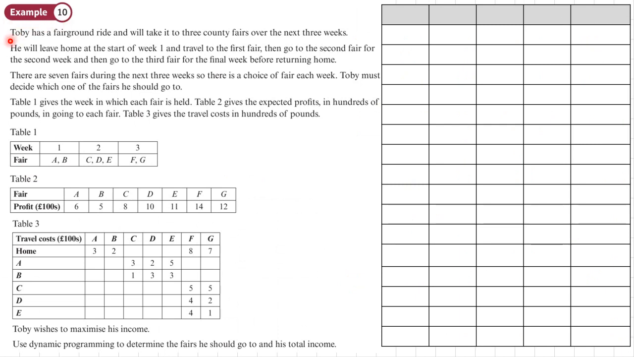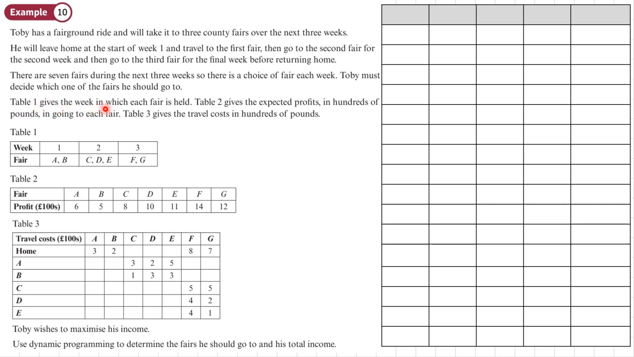Example 10. Toby has a fairground ride and will take it to 3 county fairs over the next 3 weeks. He will leave home at the start of week 1 and travel to the first fair, then go to the second fair for the second week, and then go to the third fair for the final week before returning home. There are 7 fairs during the next 3 weeks, so there is a choice of fair each week. Toby must decide which one of the fairs he should go to.